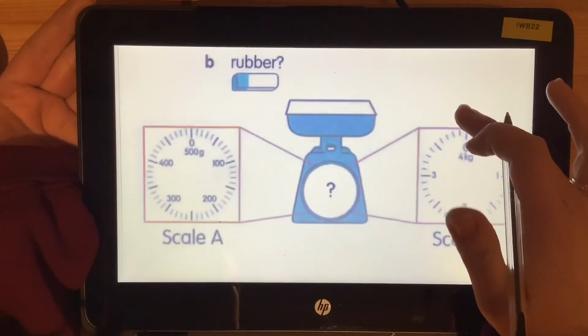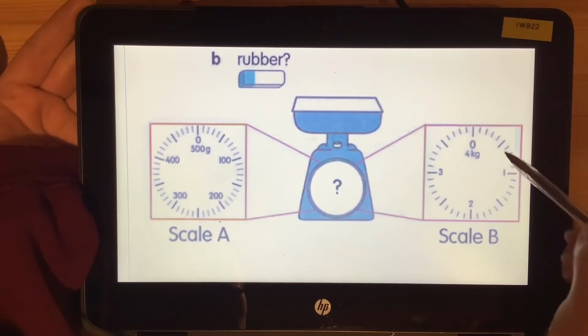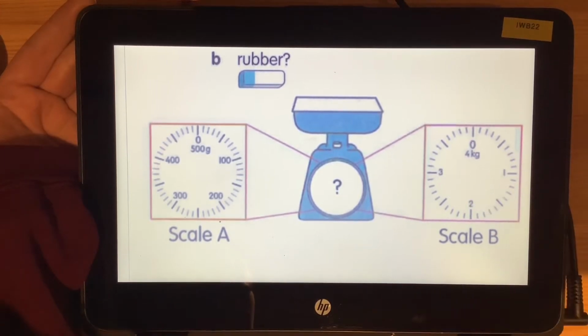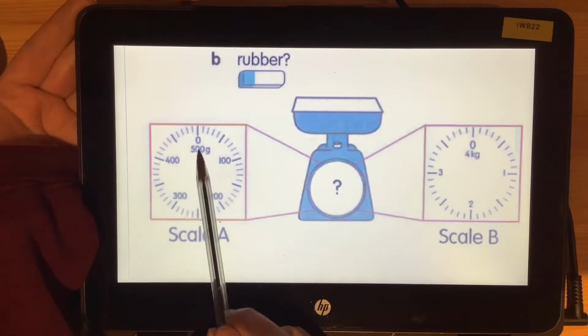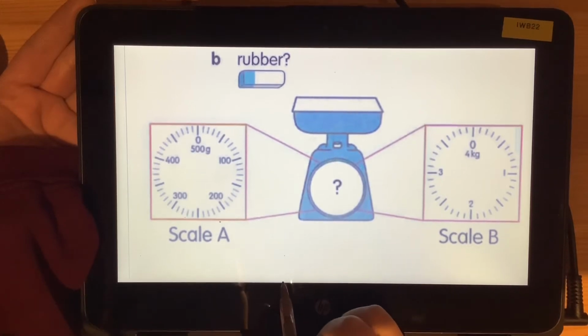So here you have one scale that is measuring in kilograms, from 0 to 1, 2, 3, 4 kilograms, and the other scale is measuring in grams, 100, 200, 300, 400, 500 grams. Which one would you use for a watermelon and which one would you use for a rubber?